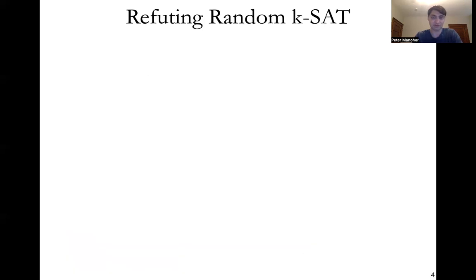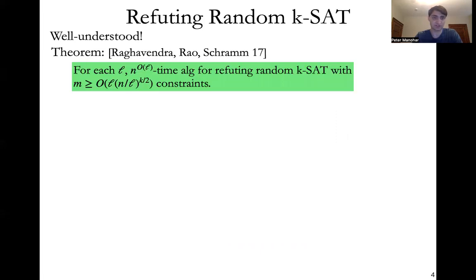So refuting random KSAT is a pretty well-studied problem at this point, and we now understand this pretty well. There's this theorem due to Raghavendra, Rao, and Schramm, which shows that for every parameter L, there's an n to the order L time algorithm to refute random KSAT instances, provided they have at least L times n over L to the k over 2 constraints. And I should mention that for this talk, I'm going to pretend that log n is constant, so I'm going to suppress log factors throughout all theorems.